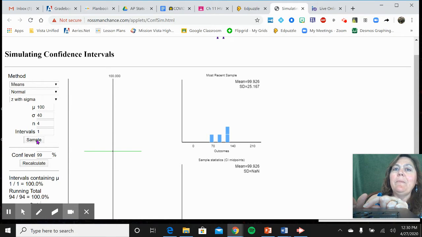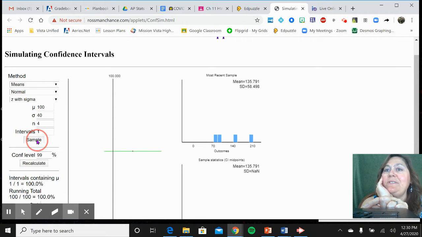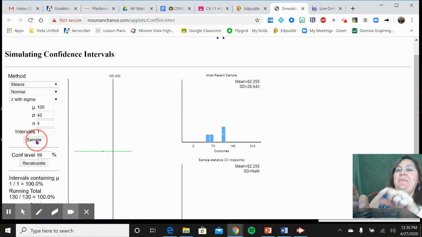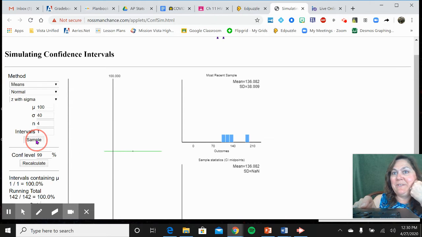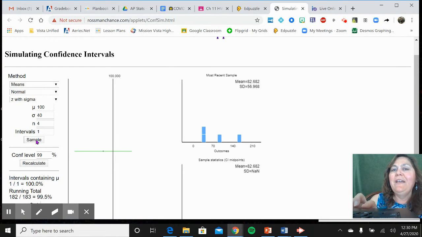I'm at 94. Oops, sample. So I got to 100 of them and I was not able to yell bingo once. I'm sitting at 100% accuracy. You would have expected maybe one of those, or sometime soon I should get a red interval, and I'm just not. Dang. Oh, there it was. I just missed it. I would have yelled bingo on the last one. So I'm at 99.5. Okay. Basically, what this is showing is that with the Z statistic, we are being pretty accurate.